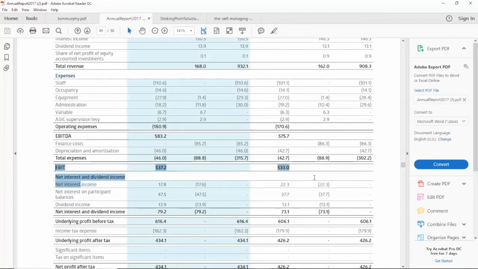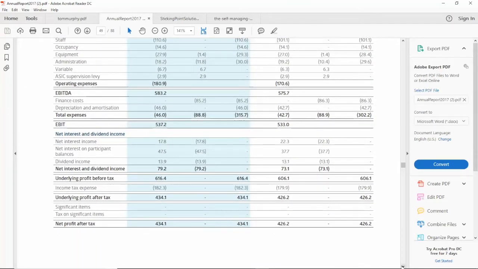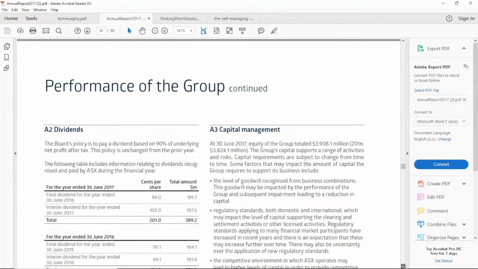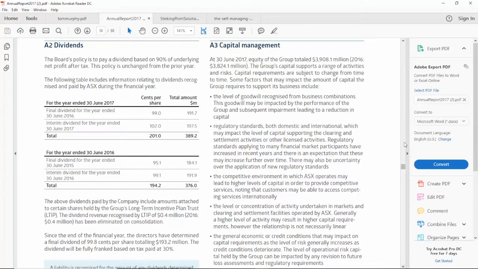Obviously, this number is important. This number I use for pretty much everything. EBIT. That number is important, but again, I want the most recent 12 months numbers. So this even isn't that important. Nothing caught my eye here. Dividends, they pay out 90% of their dividends, so they're structured similarly to a REIT here in the US.